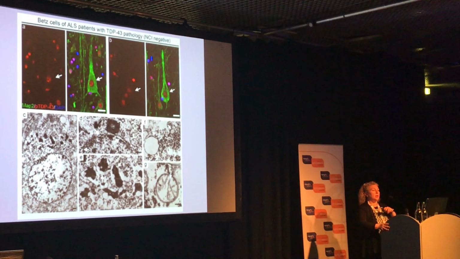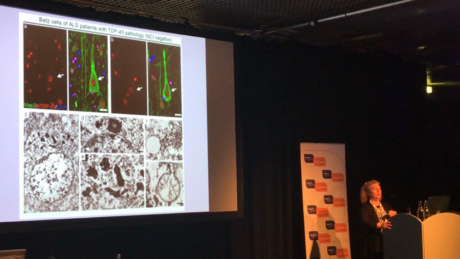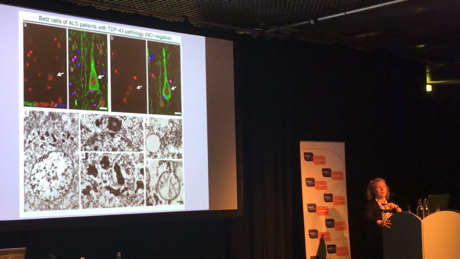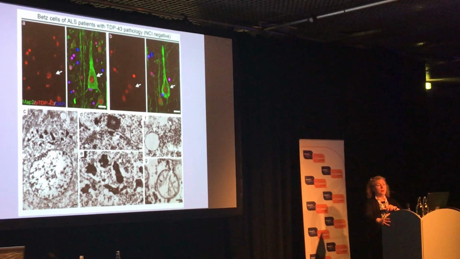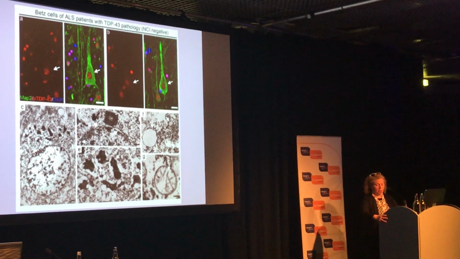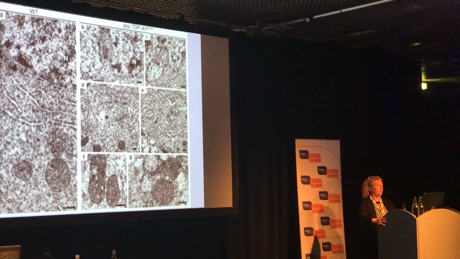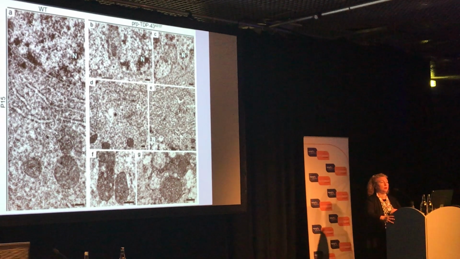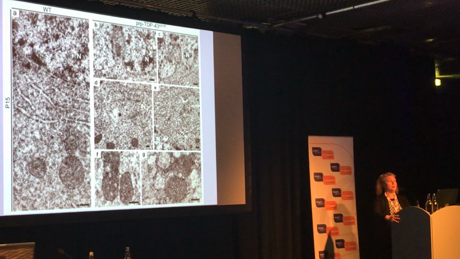So we think, regardless of phosphorylated TDP in the bed cells, the bed cells in the motor cortex are severely affected. Then, of course, the question is, which comes first? And how early does this happen?